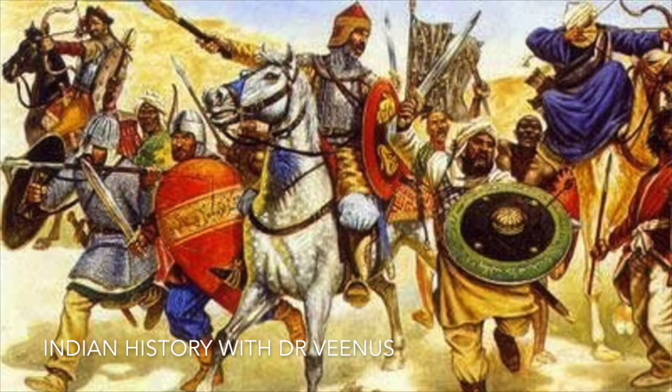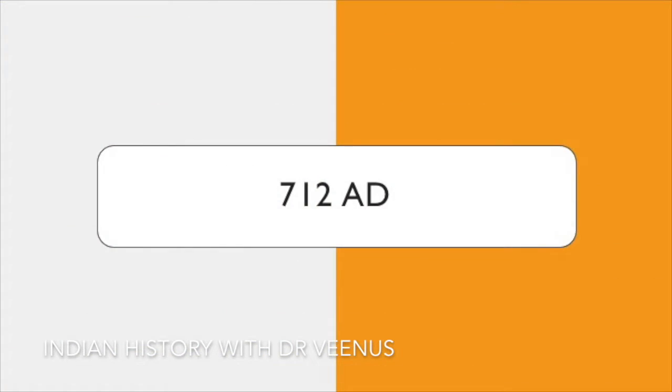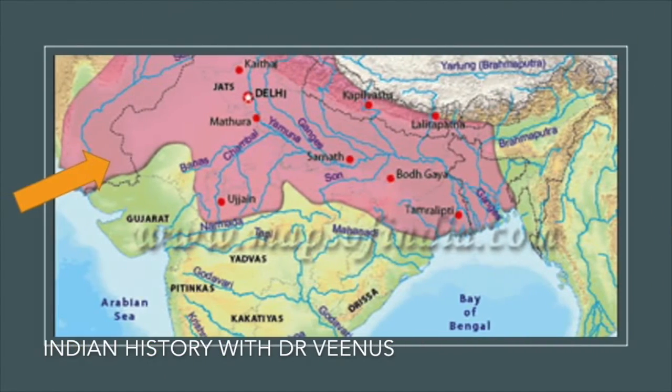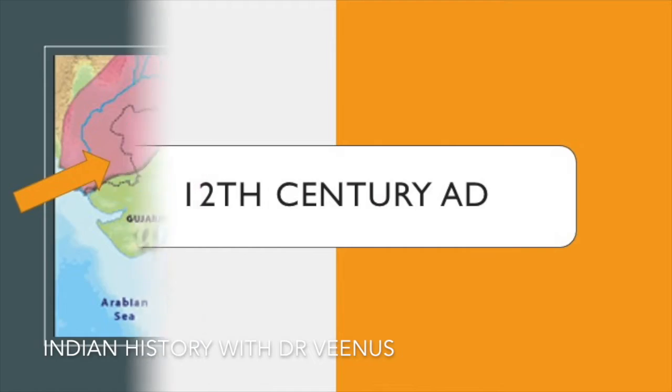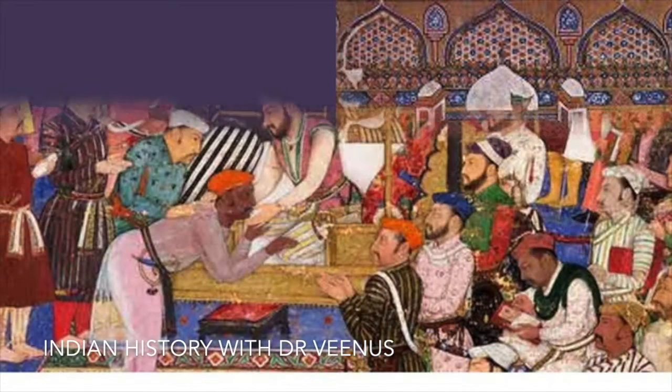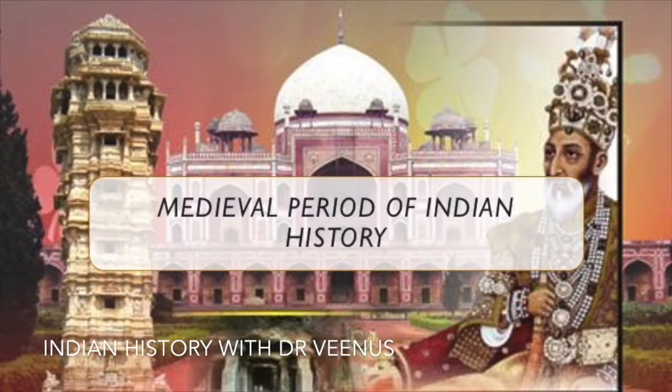With the Arab conquest of Sindh in 712 AD, the arrival of the Islamic rulers to the western frontiers of India had started. By 12th century AD, the throne of Delhi had been occupied by an Islamic ruler, which marked the onset of the medieval period of Indian history.